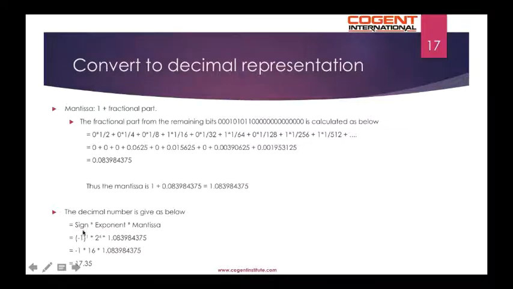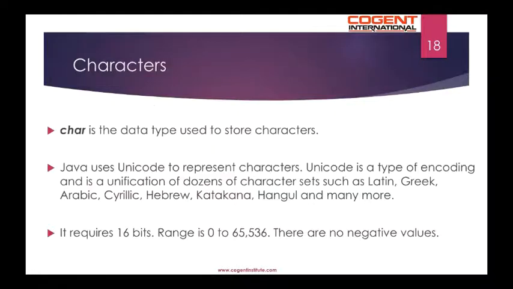So since the sign bit is 1, we take minus 1 raised to 1 into 2 raised to 4 into the mantissa, which is 1.083984375. So again, minus 1 raised to 1 is minus 1, into 2 raised to 4 is 16, into 1.083984375 results in minus 17.35. Next, let's look at character.